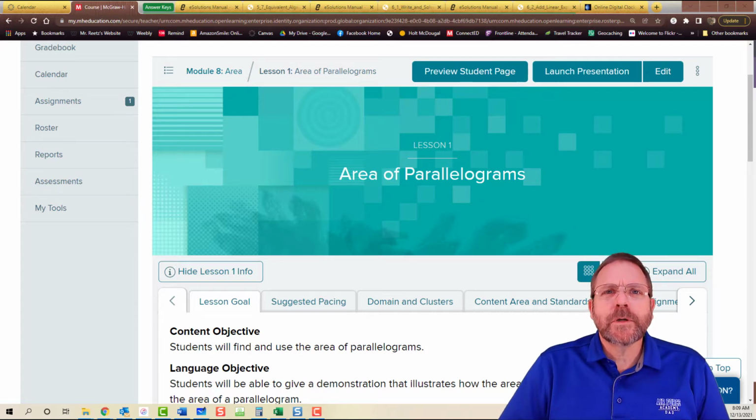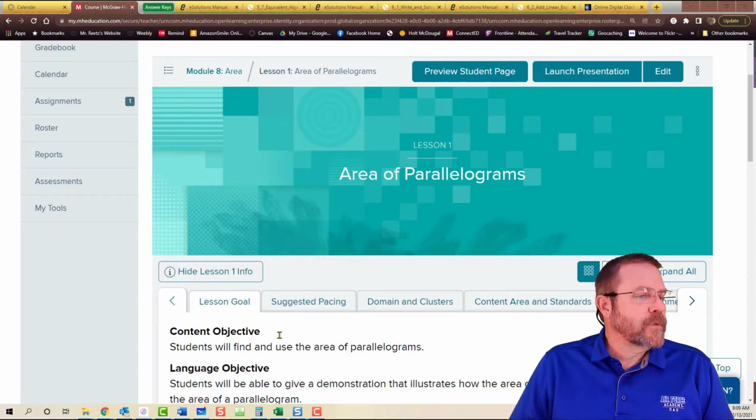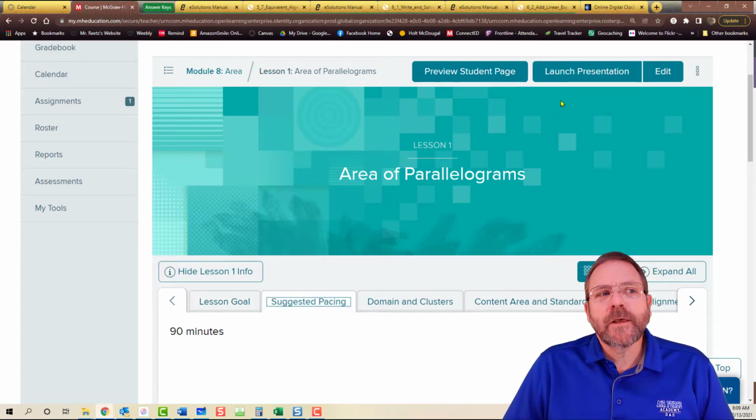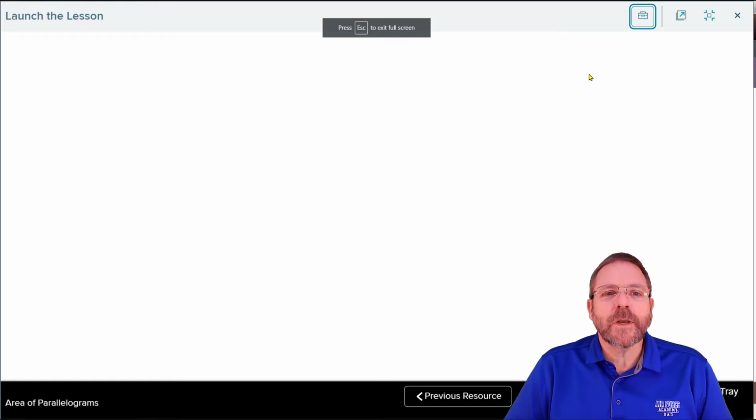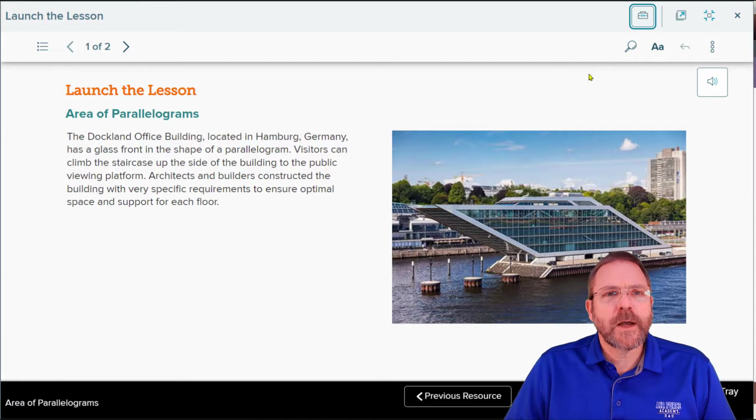Module 8, Lesson 1 deals with the area of a parallelogram. Your suggested pacing for this one claims this is going to be a 2-day lesson, but I have my doubts because there's only 10 resources total in it. Let's see how quickly we can get through this because it is a pretty simple concept.